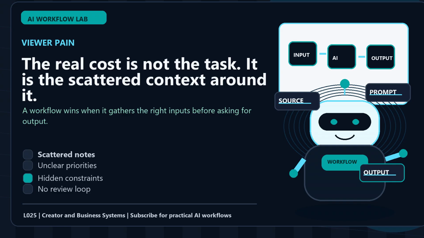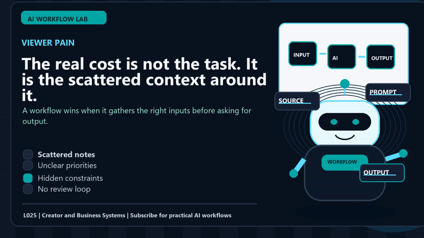First, you repeat yourself. Second, you make decisions with stale information. Third, you ask AI for help before you have given it enough context to be helpful. That is why the answer sounds confident but generic.